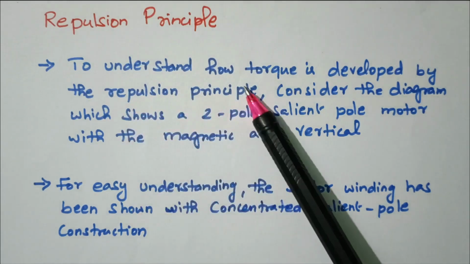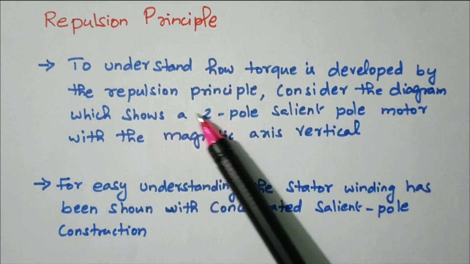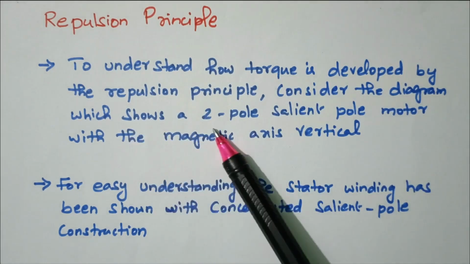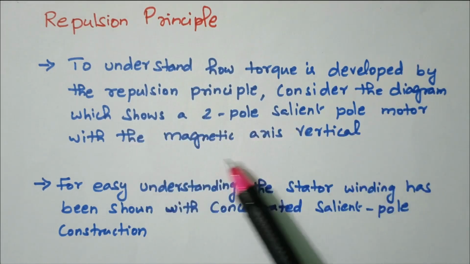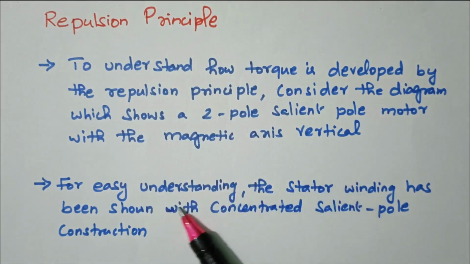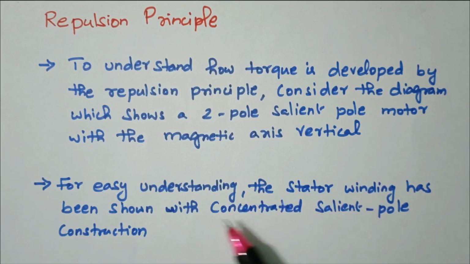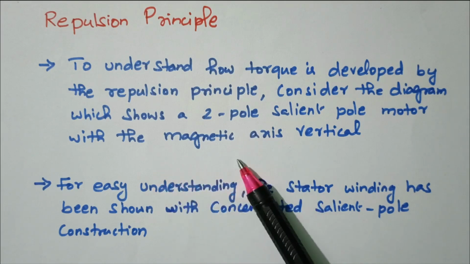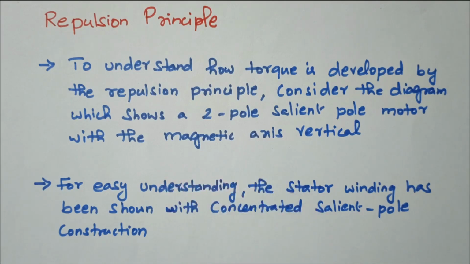To understand how torque is developed by the repulsion principle, consider the diagram which shows a two-pole salient pole motor with magnetic axis vertical. For easy understanding, the stator winding has been shown with concentrated salient pole construction. Now we'll see the diagram: two-pole salient pole with a magnetic axis vertical.